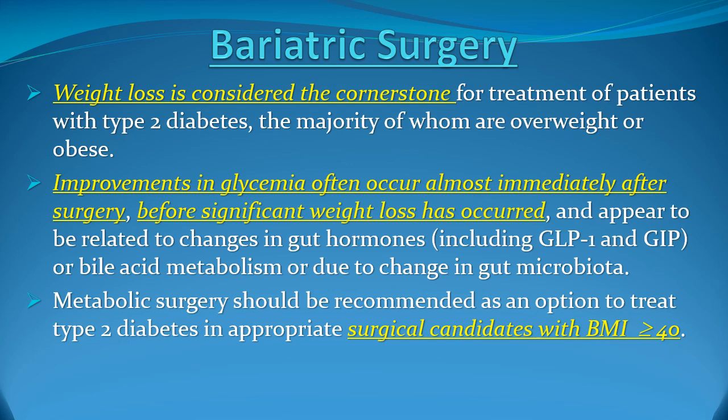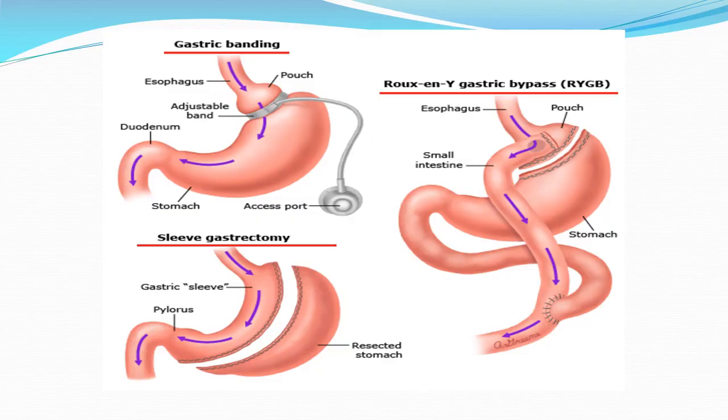And this is related to the change of certain gut hormones that we will discuss later, which will include the glucagon-like peptides. And what are the indications of considering bariatric surgery in a diabetic patient? If the body mass index exceeds 40. So bariatric surgery is a part of the management of diabetes in cases of a diabetic patient who is overweight with a body mass index more than 40.